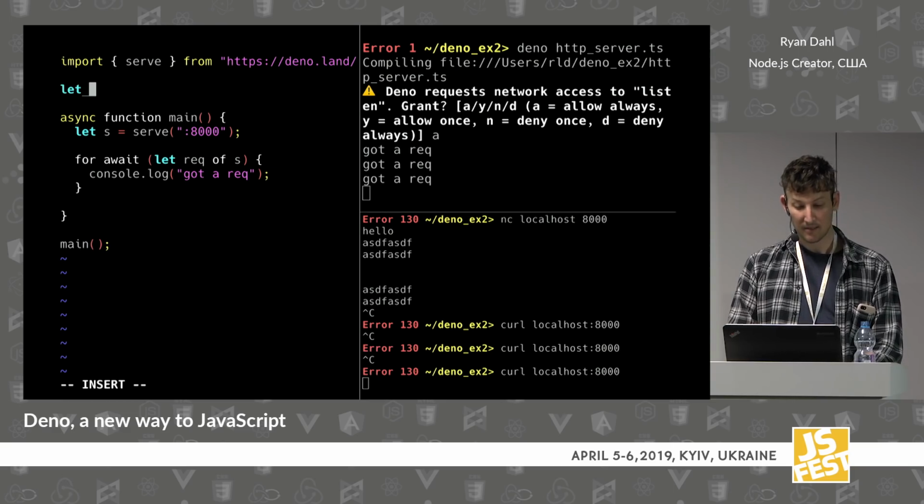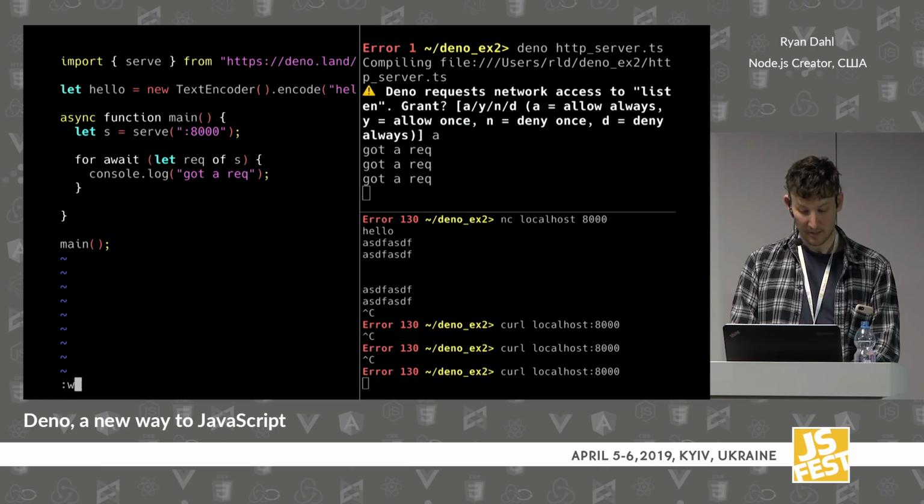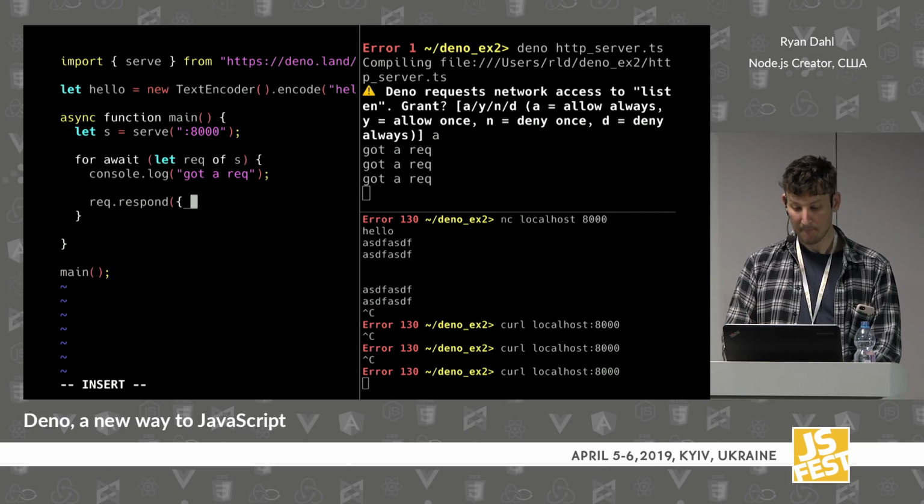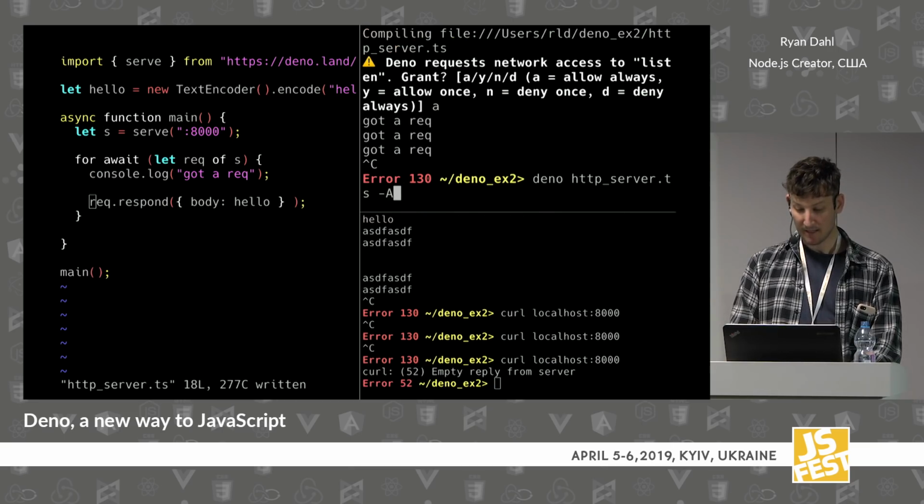Just for the sake of completion, let's create that hello message again. New text encoder dot encode hello new line blah. And again, we only work on the level of typed arrays. And then we do request, respond, and we can give a body, which is this hello object. Let's try that. Again, I'll give this -a because I don't want to mess with that. And we got hello response.